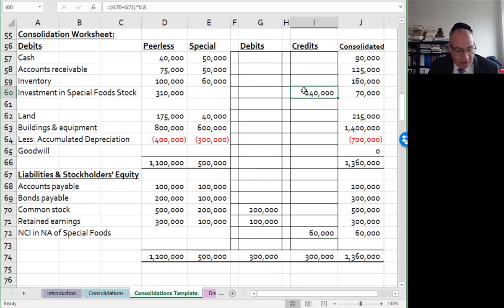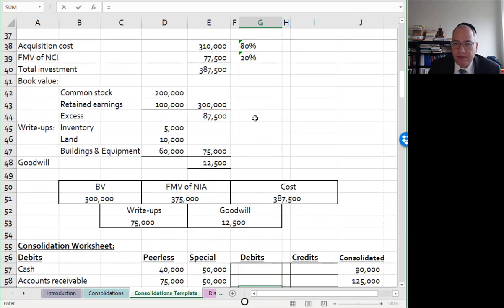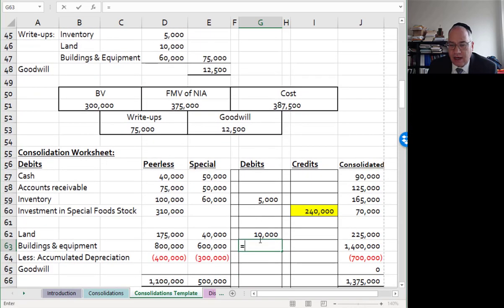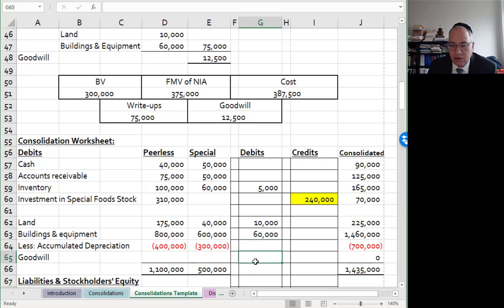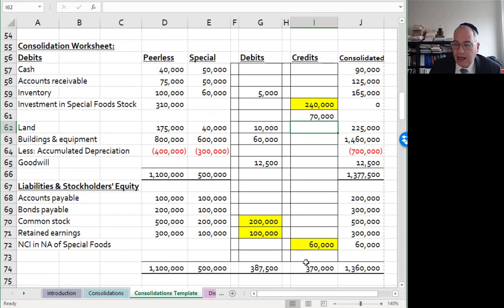The next thing now is to do all of your various write-ups. The things that need to be written up, if you remember, are a write-up of inventory of 5,000, a write-up of land of 10,000, and a write-up of buildings and equipment of 60,000. In addition, we determined that there should be goodwill of $12,500. And 80% of the write-up belongs to the parent and 20% belongs to the non-controlling interest. So 80% of 5,000 plus 10,000 plus 60,000 plus 12,500 is going to be credited to the investment account, and 20%, the non-controlling interest share, that's 5,000 plus 10,000 plus 60,000 plus 12,500, is going to get credited to the non-controlling interest.